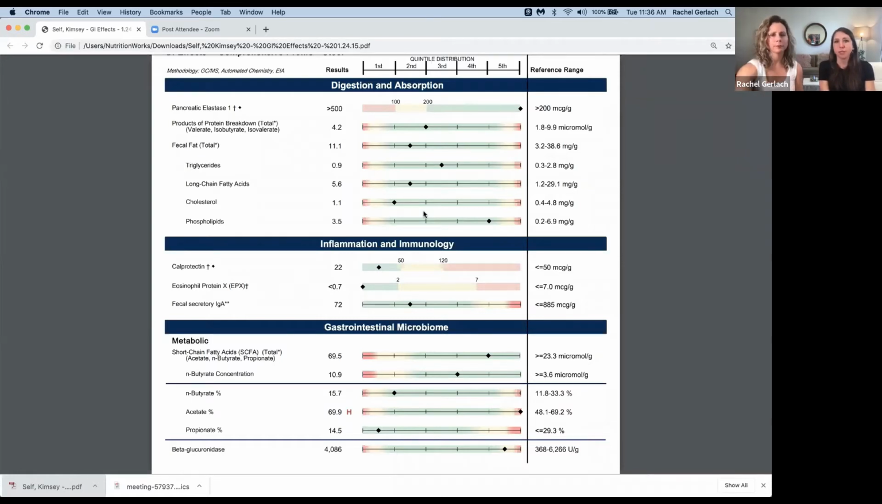Okay, so digestion and absorption looks pretty good. And if it wasn't, for example, if we were seeing these fecal fats significantly elevated and they were popping up, what might that look like for an individual? Gallbladder, right? So then enzymes.